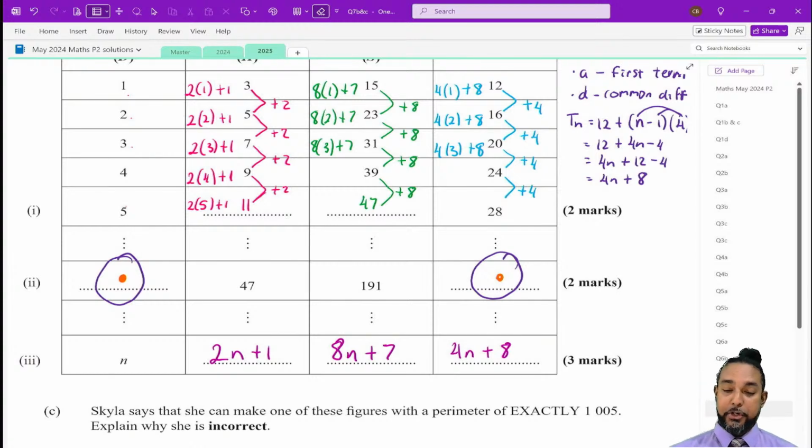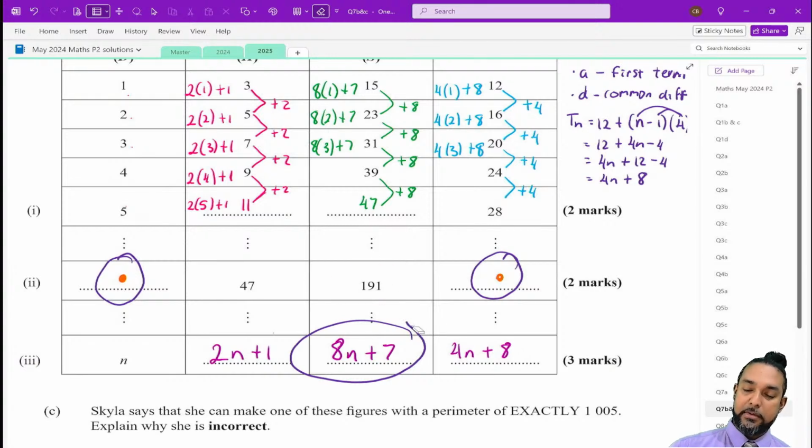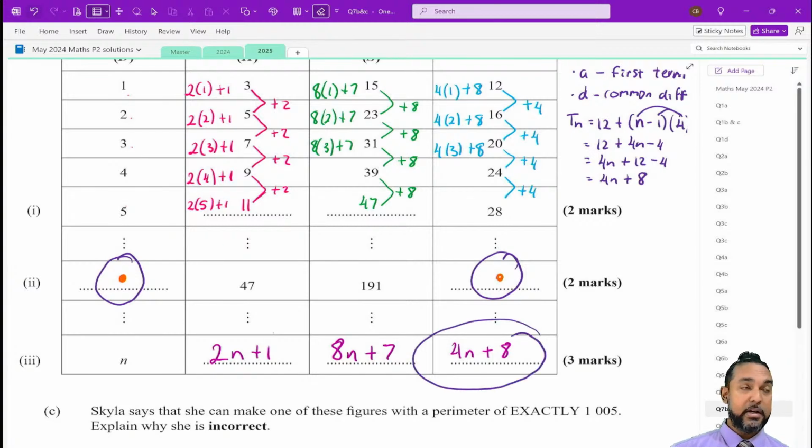So what you could do is use this formula here, put it equal to 47, and then solve for n. And you could cross-check that by putting this formula equal to 191, and then solving for n. And then after you solve for n, you have to plug it inside of here to find the value above.